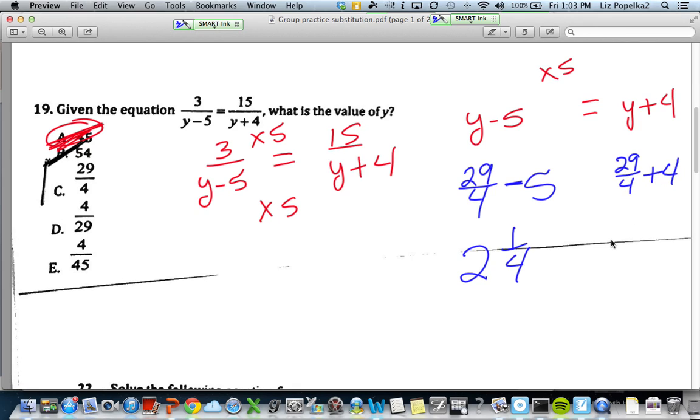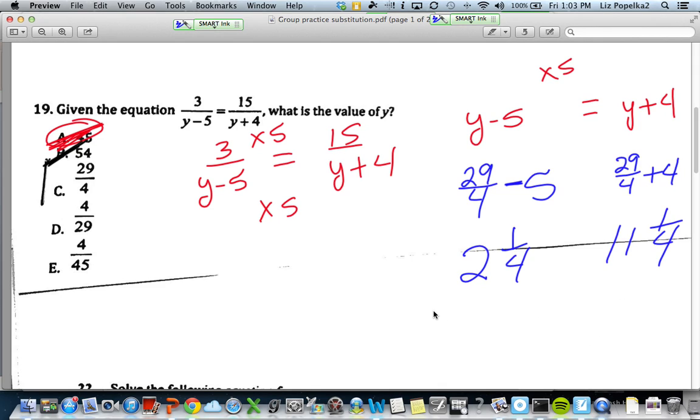You guys should be trying this with me. So go back and do 29 over 4 minus 5. Make sure you got 2 and 1/4. Then 29 over 4 plus 4. If you did it right, you should have gotten 11 and 1/4. Now let's try and see if this works. Remember, if this is the right answer, I need to be able to do 2 and 1/4 times 5, and it'll give me 11 and 1/4.